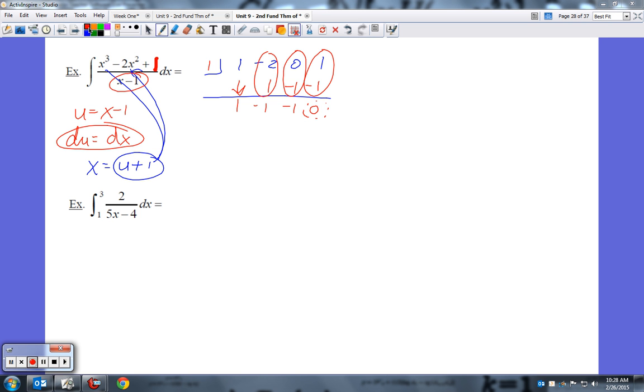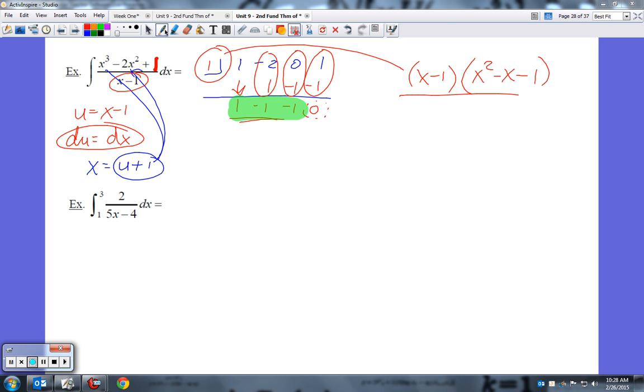So on the top, it's basically saying this is x minus 1. The remaining piece here that factored out becomes x squared minus x minus 1, all over x minus 1. We're taking the integral so that these cancel.